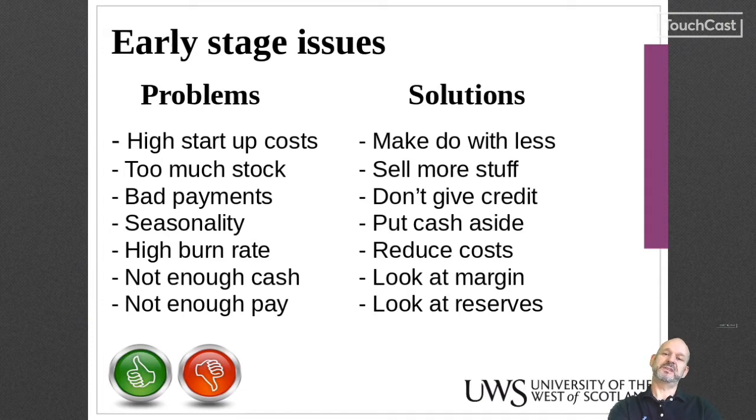And then we have seasonality, and the answer to this problem is to put cash aside. Most businesses experience seasonal peaks and troughs which are specific to their sector or geographical location. And one way to offset the impact of seasonality is to build up reserves of cash to protect against reduced sales during slower periods. We also need to consider the cash burn rate of the business, and we can address this concern by reducing costs.